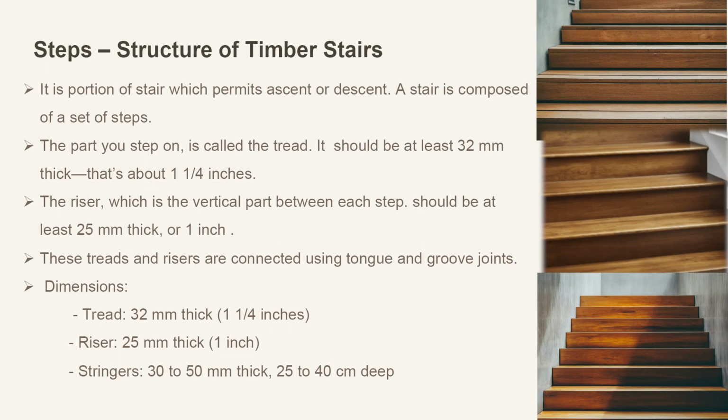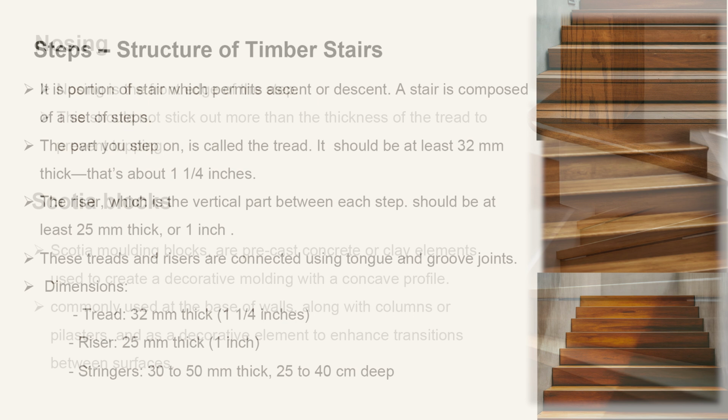After strings, the next thing that we have to speak about is steps. The part you step on, called the tread, should be at least 32 mm thick, that is about 1/4 inches, similar to the thickness of your hefty book. And the riser, which is the vertical part between each step, should be at least 25 mm thick or nearly 1 inch. Typically, these treads and risers are connected using tongue and groove joints, much like your wooden floorboards fit together, and then they are nailed or screwed in place.